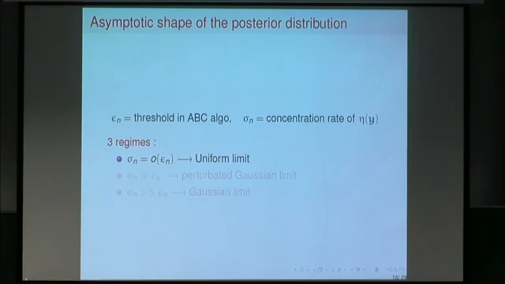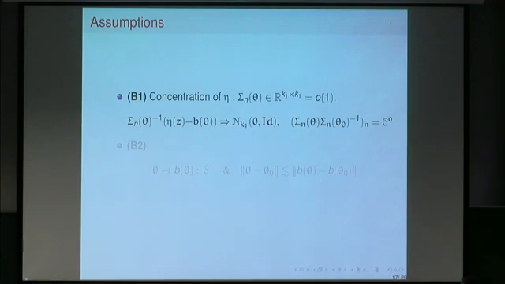What happens is that if epsilon n is much larger than sigma n, so if the threshold is much larger than the concentration rate, then the posterior distribution is going to have an unusual limiting behavior. It's not going to be driven by the eta z. It's going to be uniform asymptotically. If sigma n has the same order as epsilon n, then you have a perturbed Gaussian or something related to that. And if epsilon n is very small, then you have the usual Gaussian limit. So you have these three regimes, and I'm going to describe a little more what I mean by that.